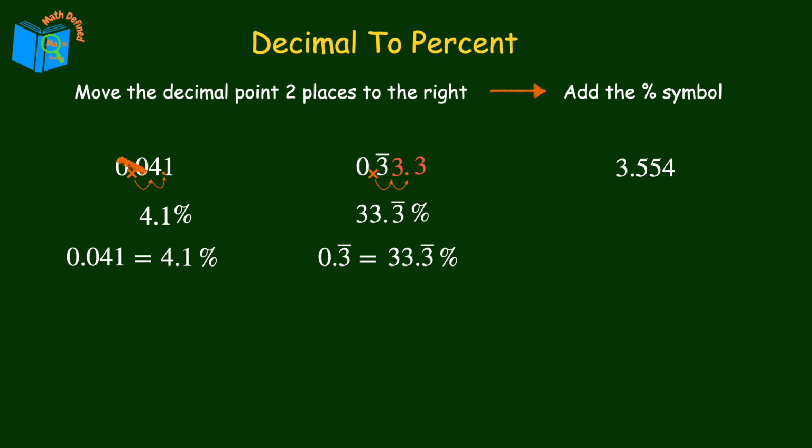The last decimal number is 3.554. I'm sure you can do this on your own now, but let's review the steps one more time. Move the decimal point 2 places to the right to get 355.4. Then add the percent symbol. And 3.554 as a percent is 355.4%.